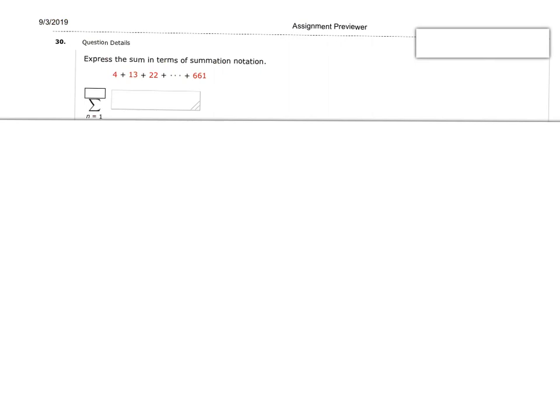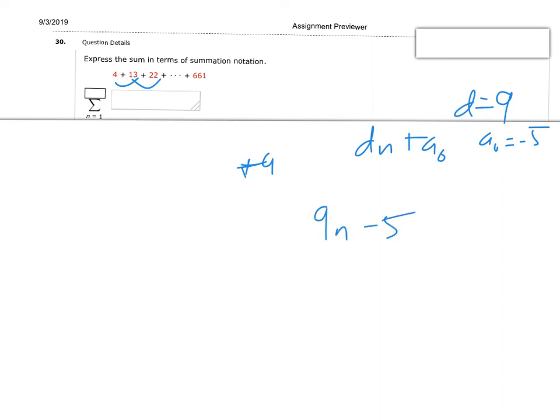All right, next up here, we want to write this in summation notation. So it looks arithmetic to me, and I'm going to track the pattern here. So it looks like a consistent +9 pattern. So that means we're going to use the dn plus a sub 0, or the mx plus b, where my common difference is a positive 9. And then a sub 0, I'm going to back 9 out, so that would be negative 5. So I'm going to say this will be 9n minus 5. I can double check it, plug in the 1, I get 4, plug in the 2, I get 13. So I know that goes there.